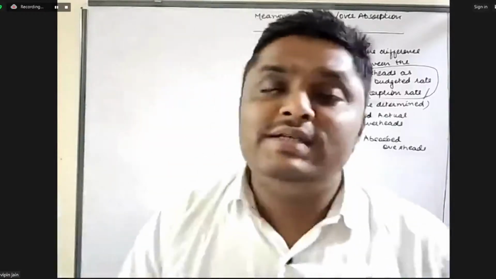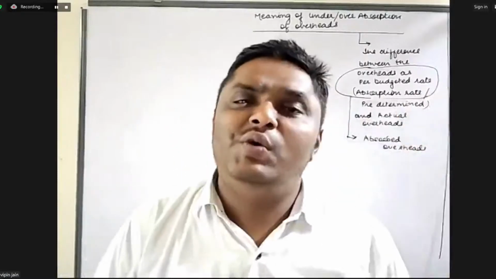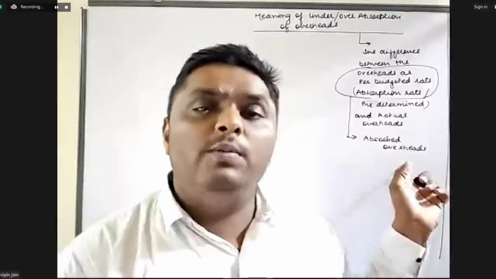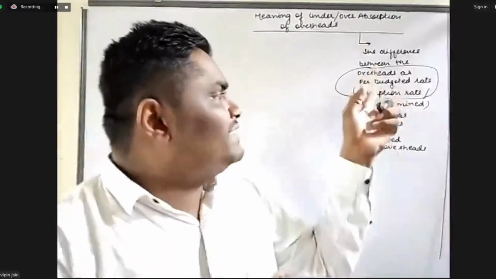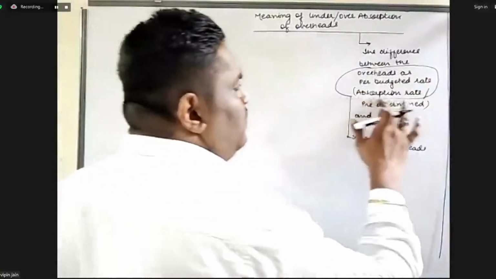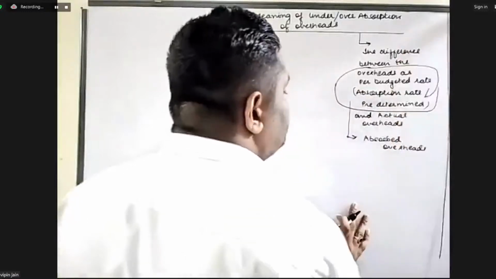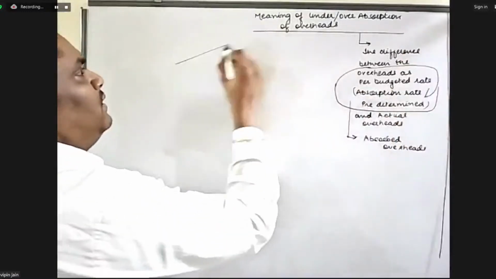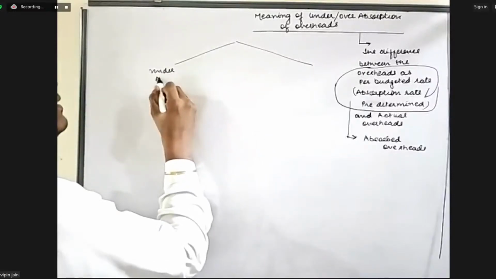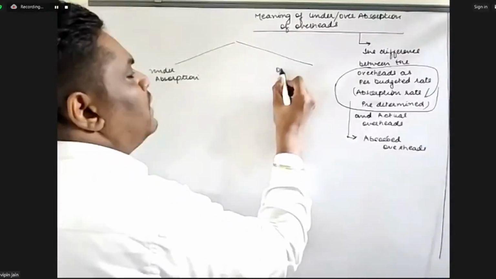So, in short, what is under or over absorption of overhead? The difference between absorbed overhead and actual overhead is what we call under or over absorption of overhead. Now, when talking about absorbed overheads, the overheads as per budgeted rate or predetermined rate or absorption rate are what we call absorbed overheads. So herein, there are two terms, that is under absorption and over absorption.